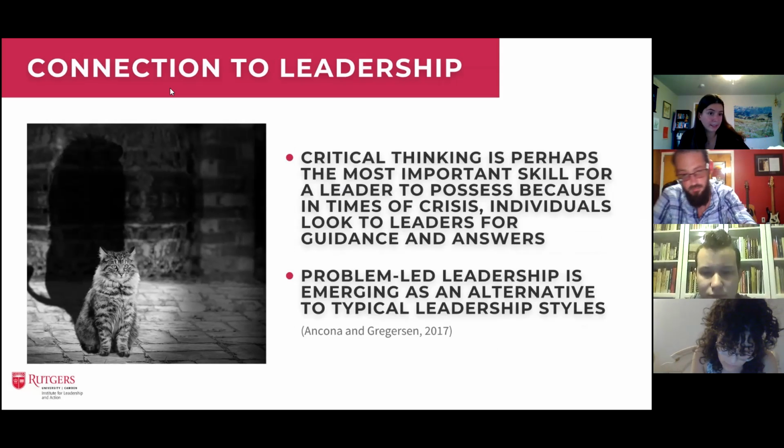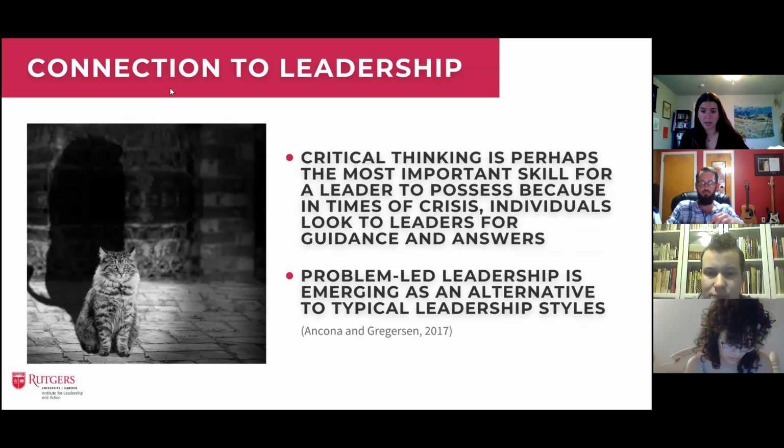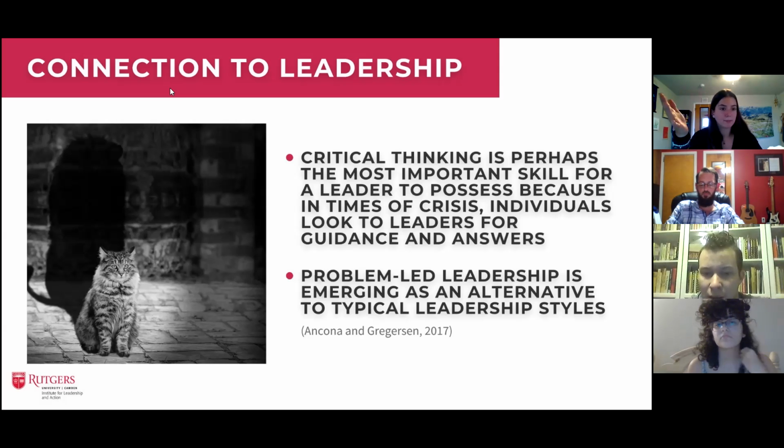So problem-led leadership is emerging as an alternative to typical leadership styles. Problem-led leadership is this new idea coming out of MIT that reframes the way that we think of leaders. Basically, people that graduate from MIT all have certain things in common, especially the ones that do end up becoming leaders, and that's that they don't really see themselves as leaders.